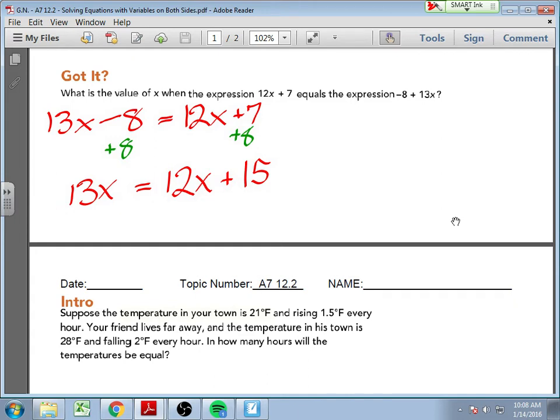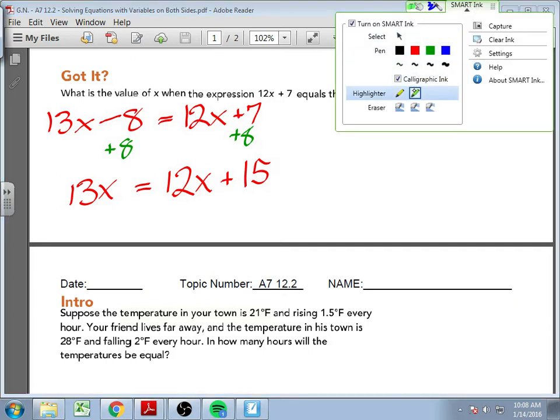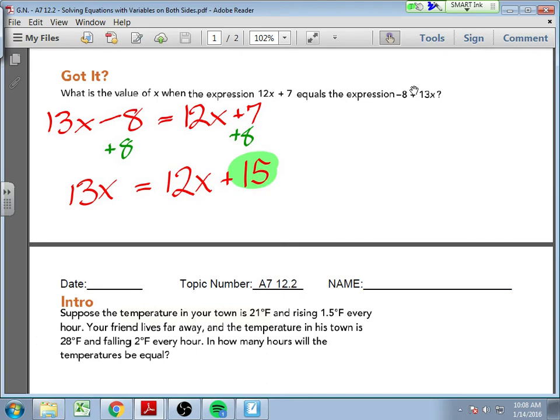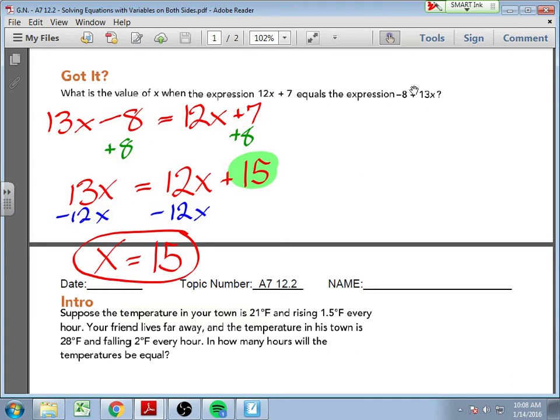Do you subtract 12x? Yeah, because I now have the constant by itself over here, I need to get rid of the variable. So you subtract the 12x from both sides. Conveniently, that leaves my left side as just 1x. So x is 15. Is that the same thing that you got, Zach? Yes, it is.